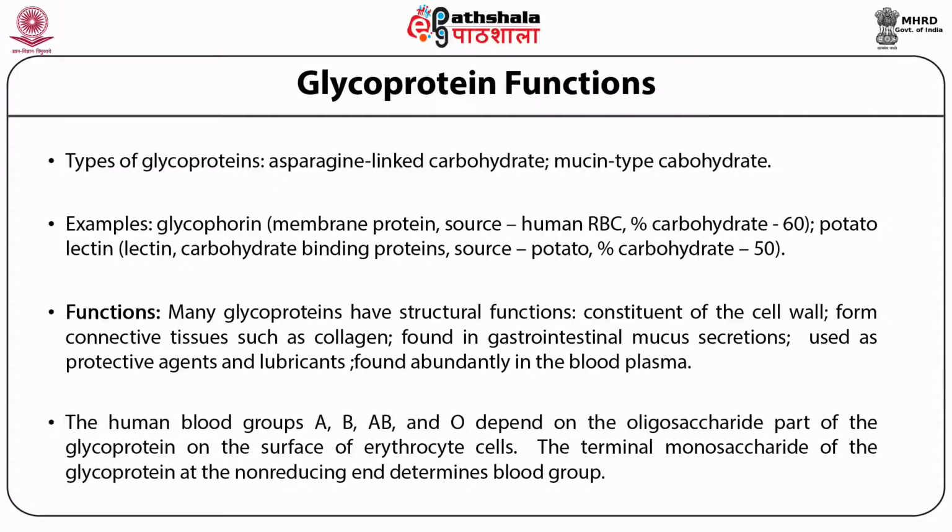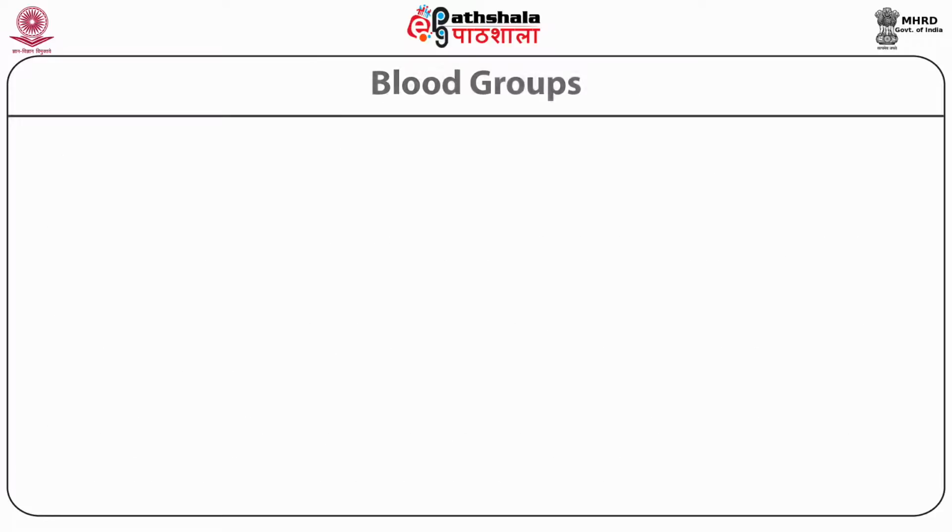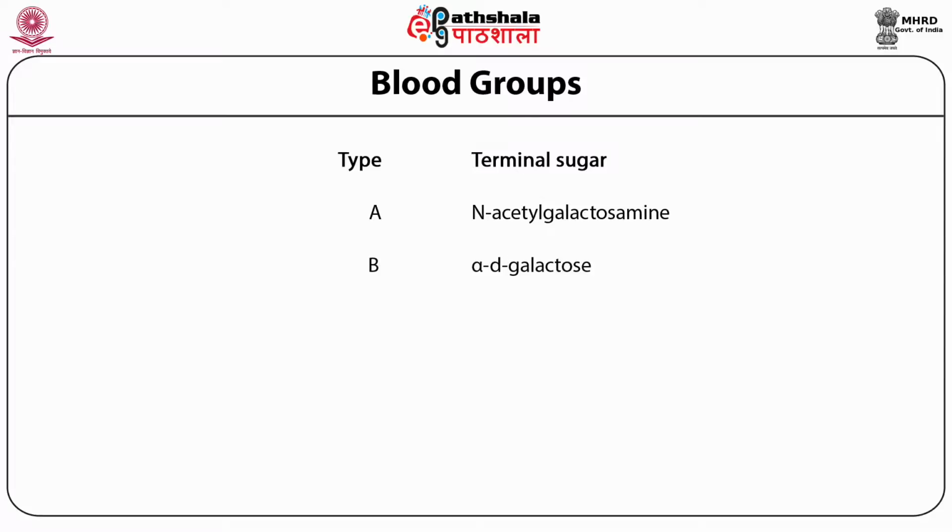The terminal monosaccharide of the glycoprotein at the non-reducing end determines the blood group. The blood groups are types and terminal sugars. In case of A, N-acetyl-galactosamine is present. In case of B, alpha-D-galactose is present. In case of AB, both of them are present. In case of O, neither of the above is present in the molecule.